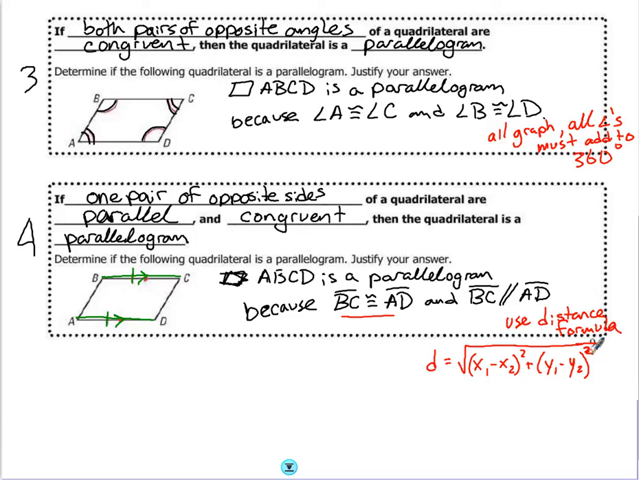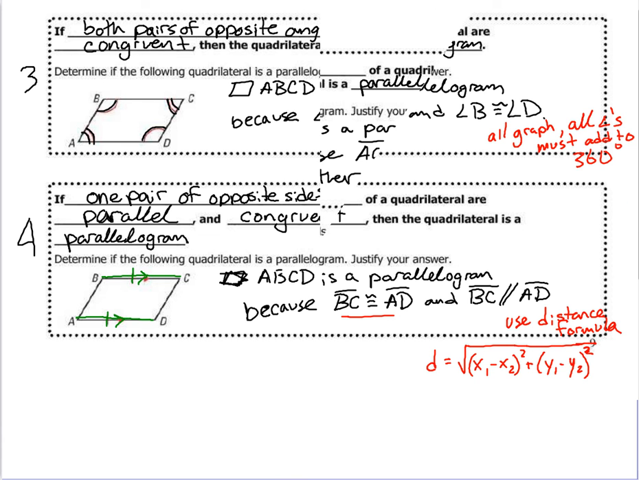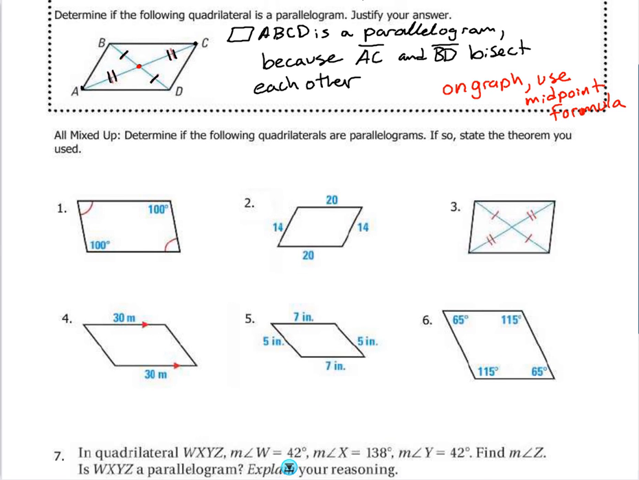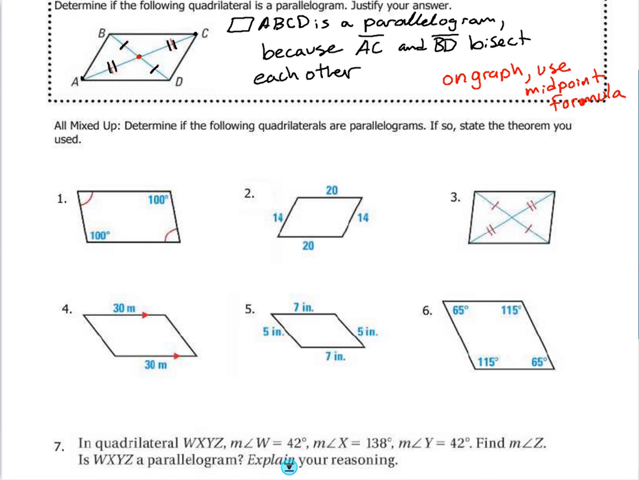Alright, so now I think we can jump into some review problems as a class. Let's look at number 1 here on the second page of the 8.3 notes. These are examples of problems that are all mixed up using the 5 converse theorems we just learned. All they're asking us to do here is determine if the following quadrilaterals are parallelograms. If they are, we just have to state the theorem of why. So let's look at number 1.